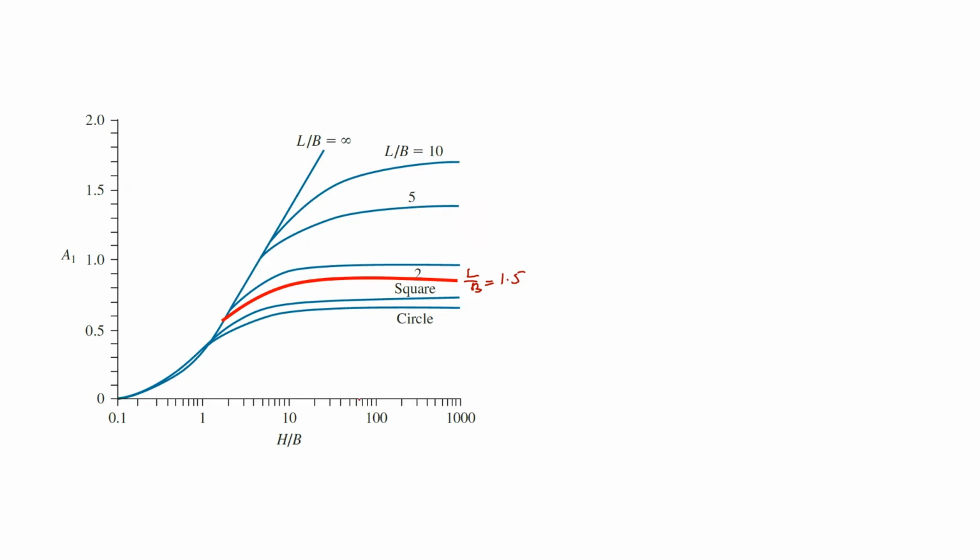So this is 2. We will draw a vertical line for H by B equal to 2. Where this line meets this curve of L by B, we will draw a horizontal line and see what the intersection point of this horizontal line is. This is intersecting at 0.6. So we can say that the value of A1 is 0.6 simply. So we have found the value of A1 as 0.6.